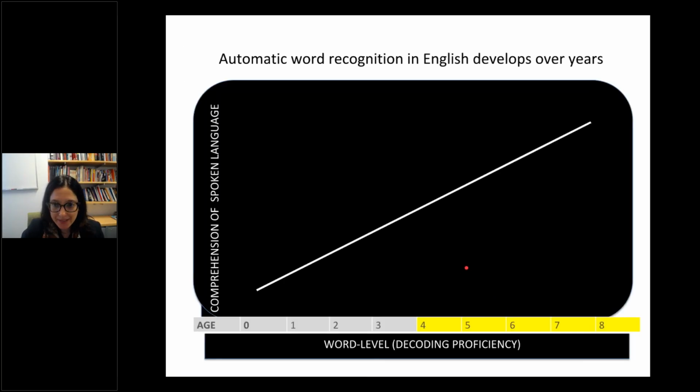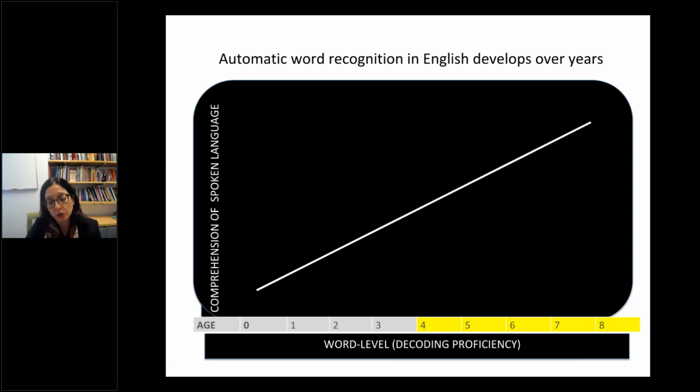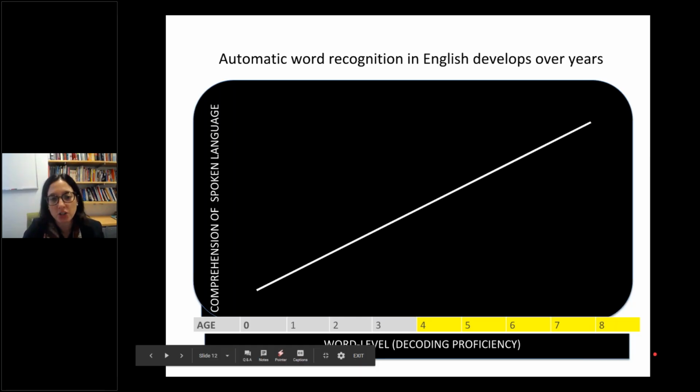So another way to think about this is that automatic word recognition is what we want kids to develop by 8, right? So they're not falling through the cracks at 9 like we started talking about at the very beginning. And we know that automatic word recognition in English develops over years, right? So really from birth with oral language through 3, you're building the oral language and you're building visual recognition of symbols. But through ages 4 to 8, which is why this is yellow, those are the highlighted years. Those are so important. That 4-year period is absolutely critical to learning to read. And it doesn't happen overnight, particularly in English because it's so complicated.